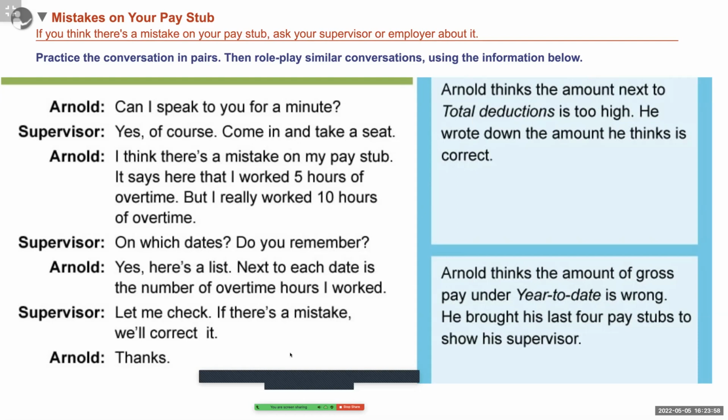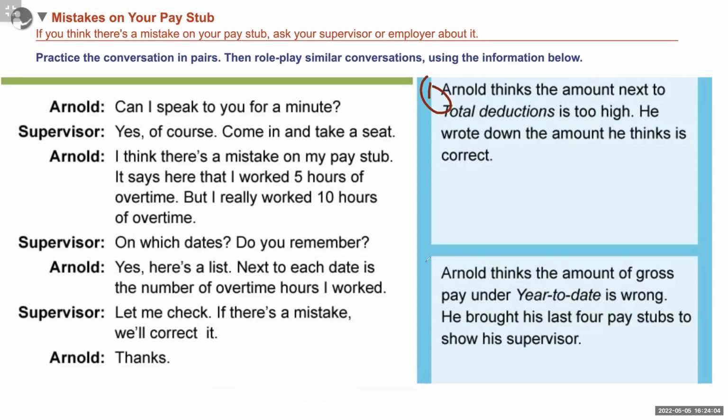Once you're finished listening, make sure that you answer question 1 and then question number 2. Arnold thinks the amount next to total deductions is too high. He wrote down the amount he thinks is correct. So do we know what the amount is? And 2, Arnold thinks the amount of gross pay under year to date is wrong. He brought his last 4 pay stubs to show his supervisor. So is this true or is this not true?